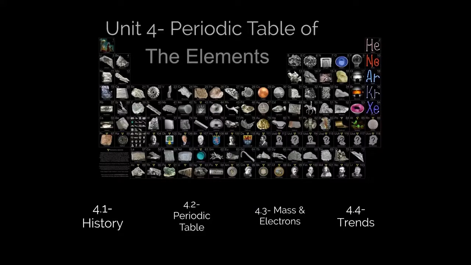Right. And in this last section, we're going to go over some of the trends of the periodic table. As I told you before, there's a lot of information in this periodic table, and it's set up in a very particular way. So again, this is just another layer of information that we can get from the periodic table, from the way that it is set up.